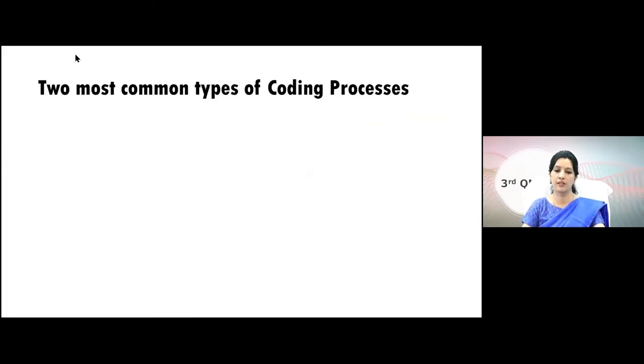So you are right. Getting ready, kids get ready, catching up, making food, saving time, morning routine, my routine. All these things are correct. So now there are two most common types of coding processes.